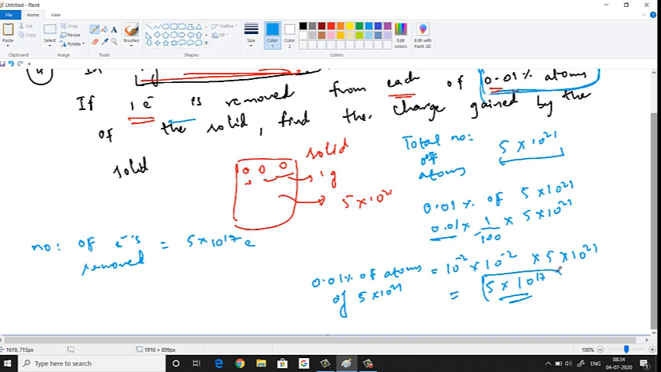From every atom of the 5 into 10 power 17, one electron we are removing. So how many electrons do you get? 5 into 10 power 17. Okay. So what is he asking? Find the charge gained by the solid. If you remove so many electrons, what charge will you get?